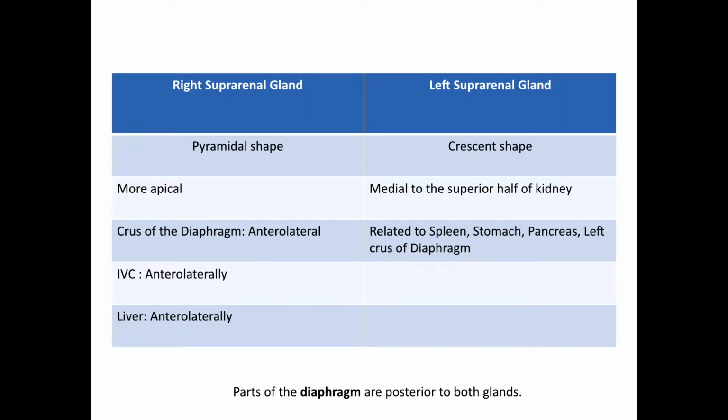We know which organs it is associated with, right? So we said that we have the right suprarenal gland and left suprarenal gland. The difference is one is pyramidal shaped and the other is crescent shaped. The pyramidal right suprarenal gland is more apical, connected to the crus of the diaphragm anterolaterally, and also with the liver and the inferior vena cava. The crescent-shaped one is located more medially to the superior half of the kidney, and it is related to the spleen, stomach, pancreas, and left crus of the diaphragm.